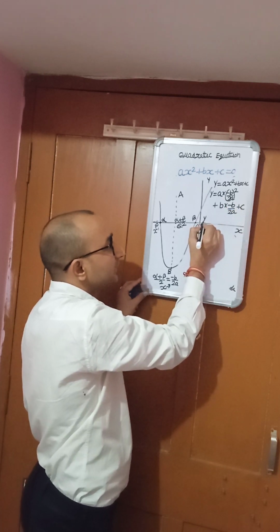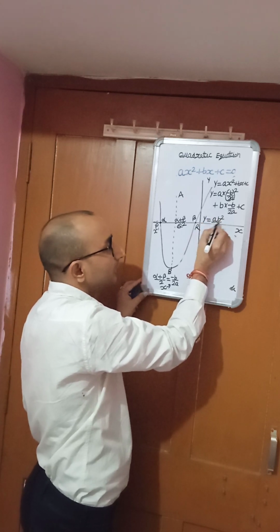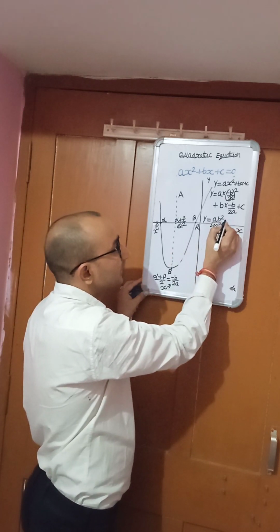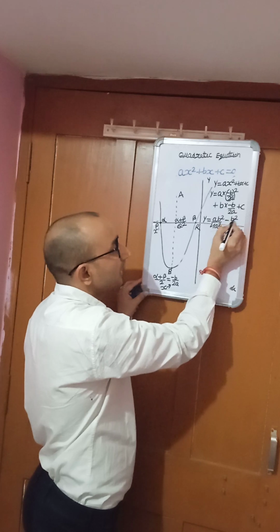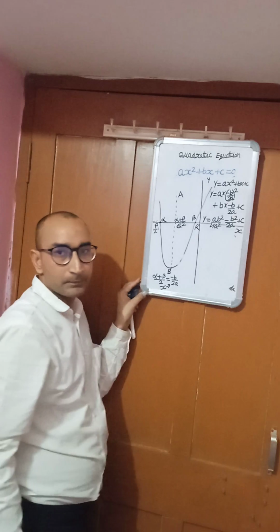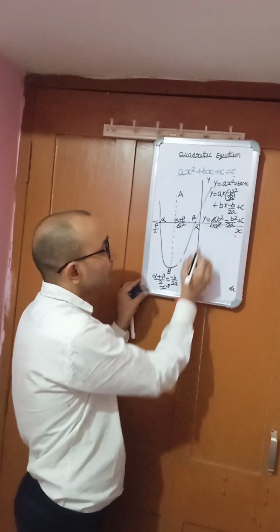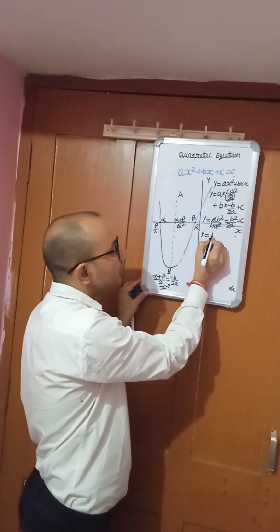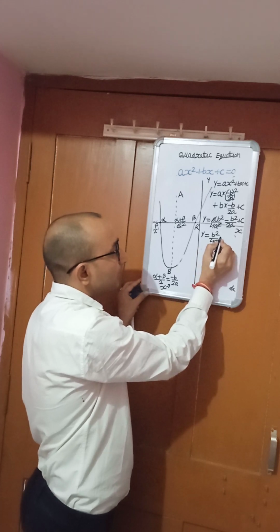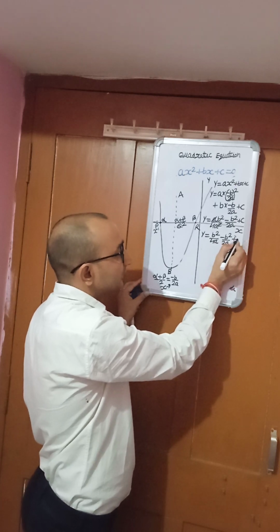Calculate this. y equals a b square by 4a square. This becomes minus b square by 2a plus c. A and one a is cancelled here. So y equals b square by 4a minus b square by 2a plus c.